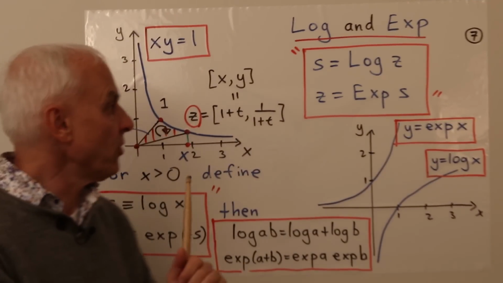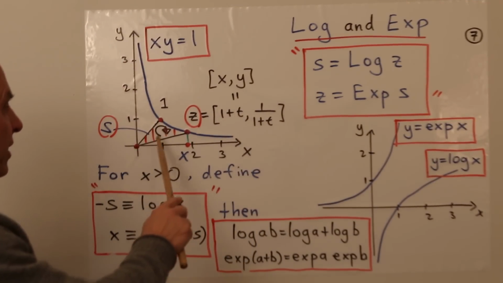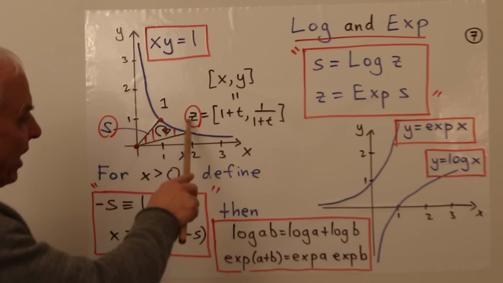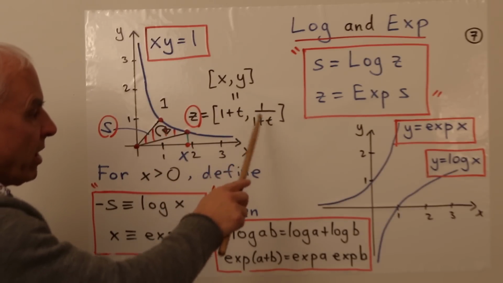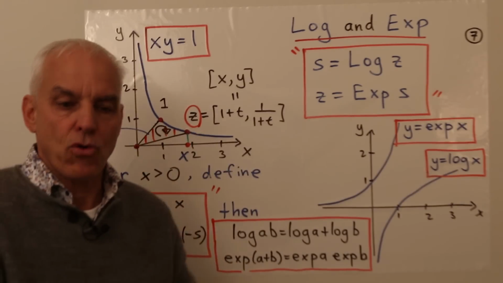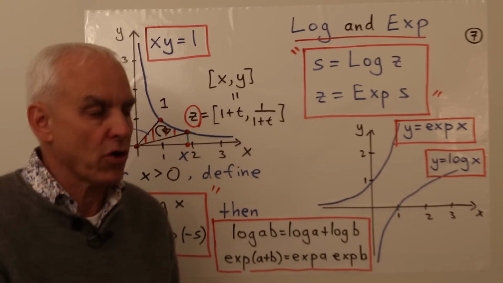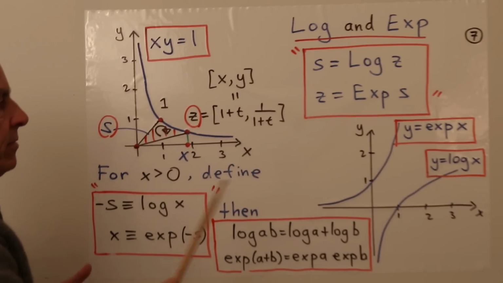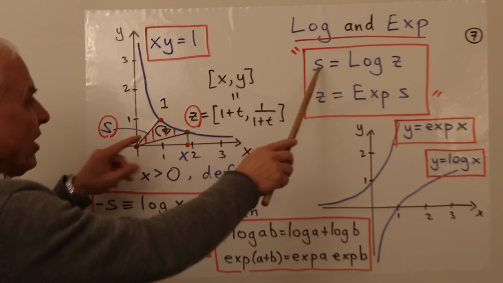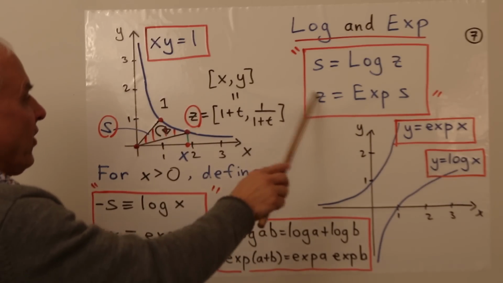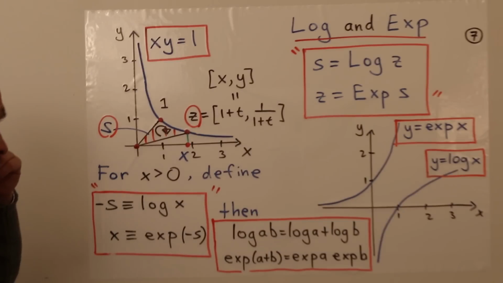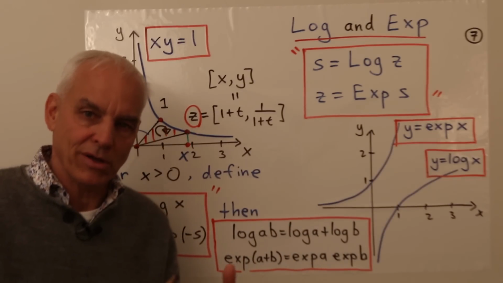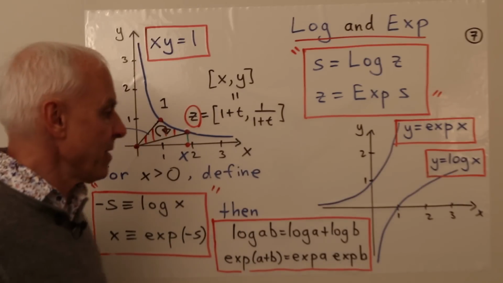So to summarize what we've been doing, we've been looking at the relationship between signed area S and a corresponding point Z on the curve. And Z is, say, 1 plus t over 1 plus t. That's our standard coordinatization, or parameterization, of the curve. But we could also, if we wanted to, express the point Z in terms of the x and y coordinates. Okay. So the relationship is that S is the capital log of Z, and Z is the capital X of S.